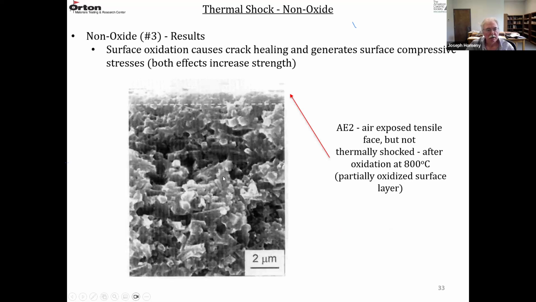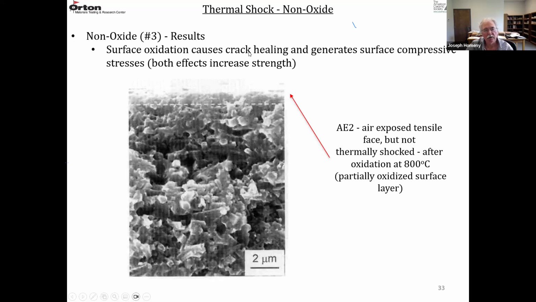So they looked at the fracture surfaces here. The top here is hard to see, it's white, but that's the actual surface of the sample. So this micron marker is 2 microns. So there's a dotted line here. That's about 2 microns below the surface.